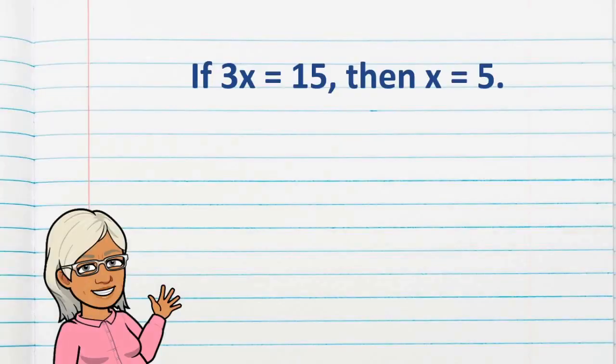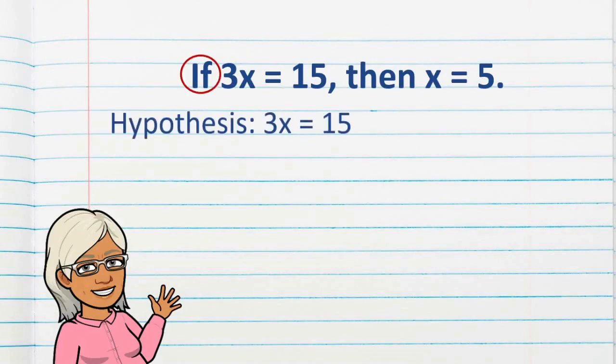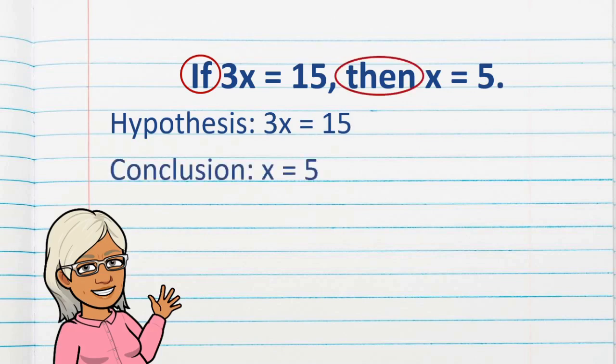Okay, so let's have another example. If 3x equals 15, then x equals 5. So we have our keyword if. What follows is our hypothesis, which is 3x is equal to 15. Then, our keyword then. After the word then, we know that what follows is the conclusion. So, our conclusion is x equals 5.